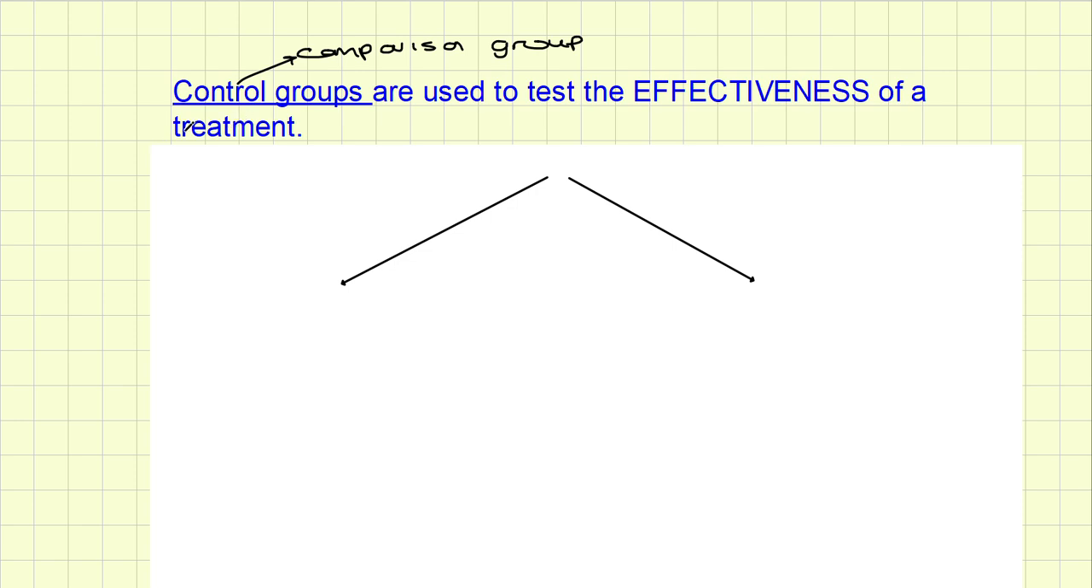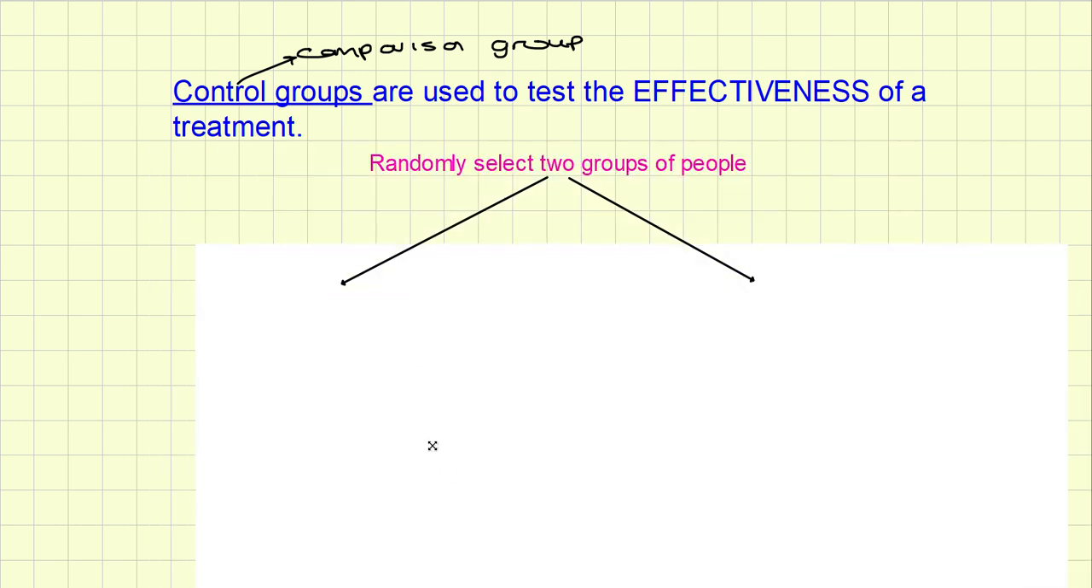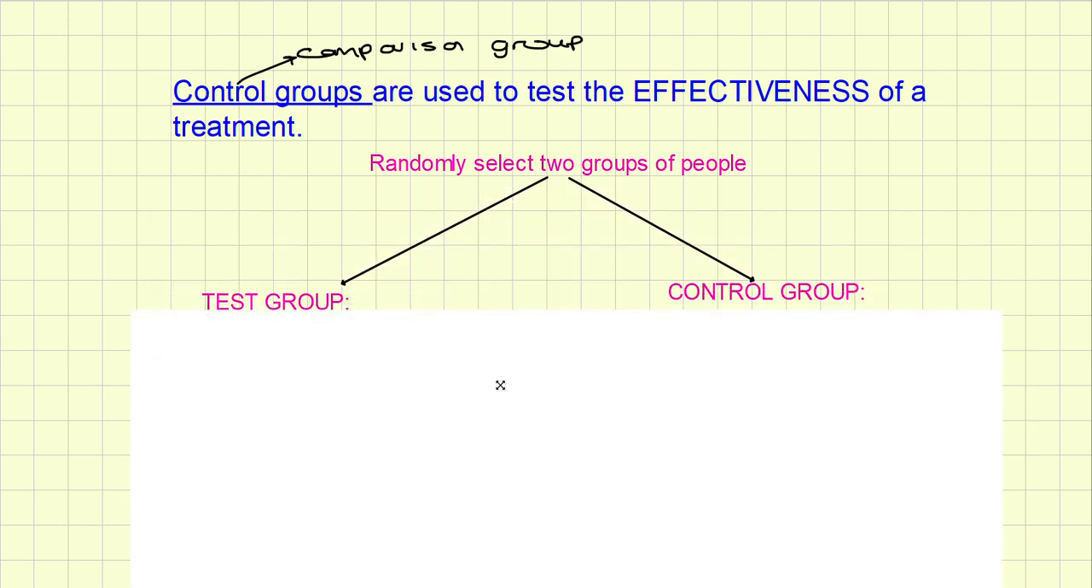It's making sure that the treatment you are given is causing the experimental results and it isn't something outside the experiment causing it. Okay, and this is how it works though. So we randomly select two groups of people, and these are called the control group and the test group or experimental group. Test group, experimental group, and the control group.